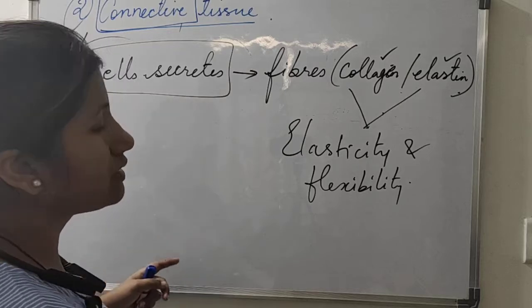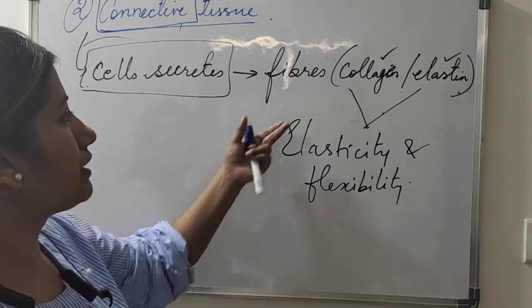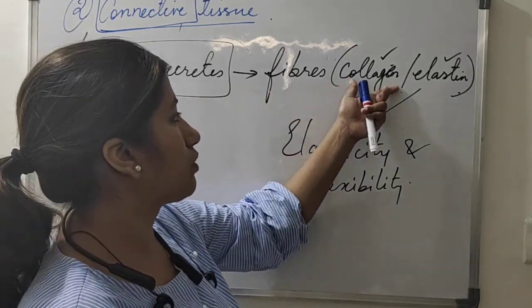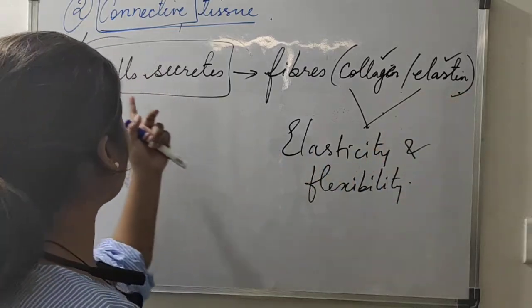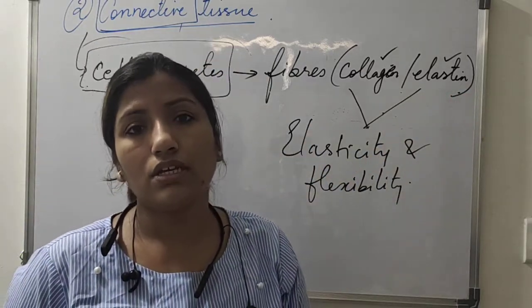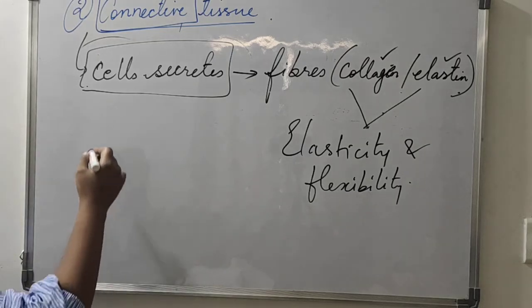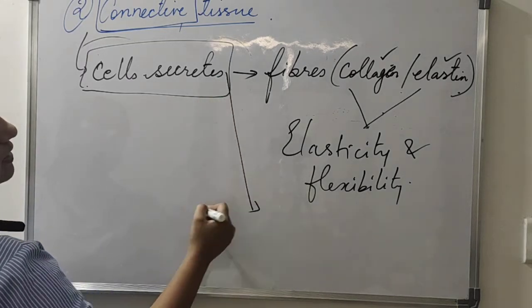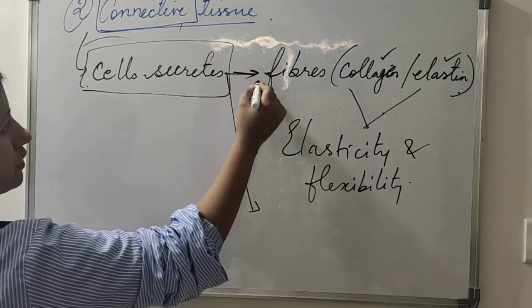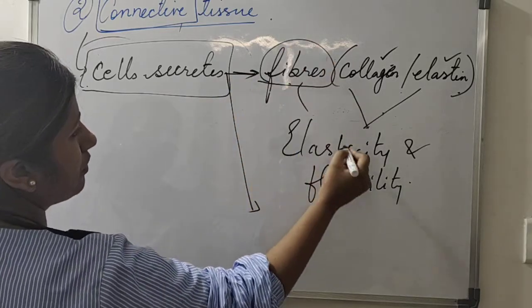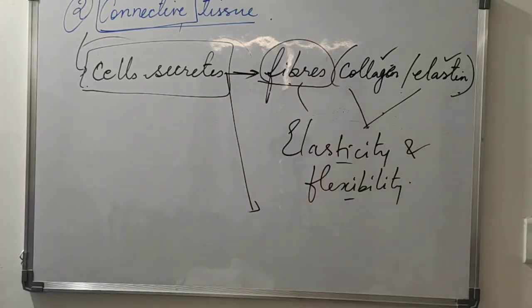So this elasticity and flexibility are provided by these fibers, collagen and elastin, which are secreted by the cells of the connective tissue. Alright. Now, the cell secretes fibers, we know, and these fibers provide elasticity and flexibility. Now, these cells of connective tissue also secrete modified polysaccharides.